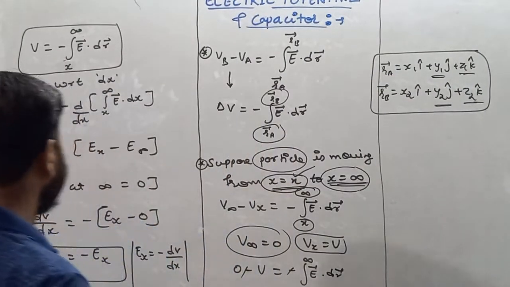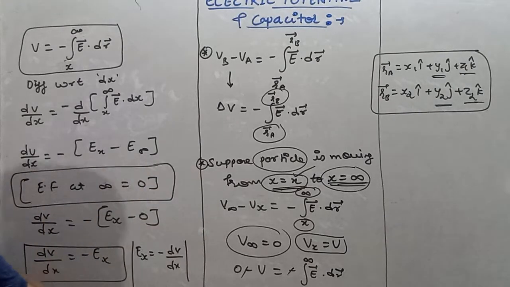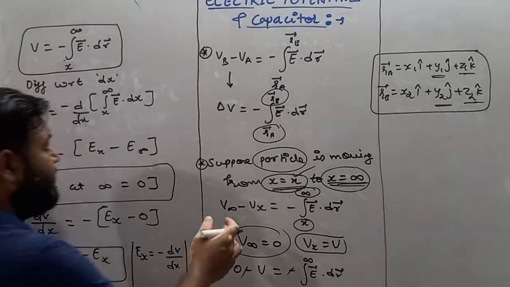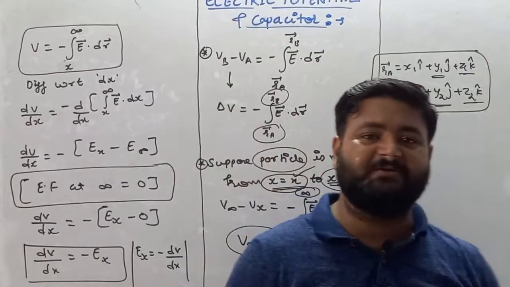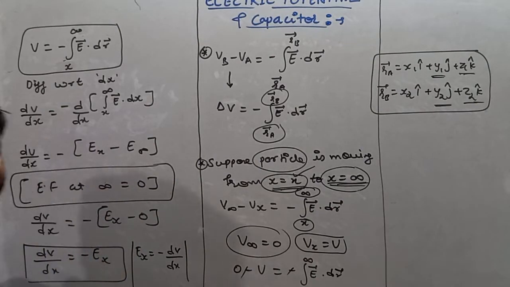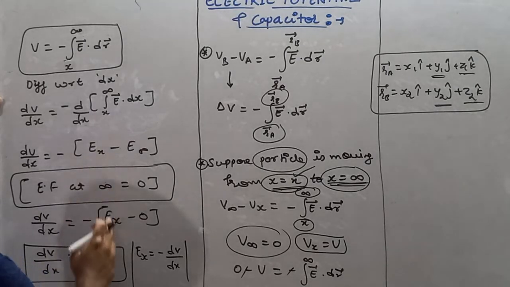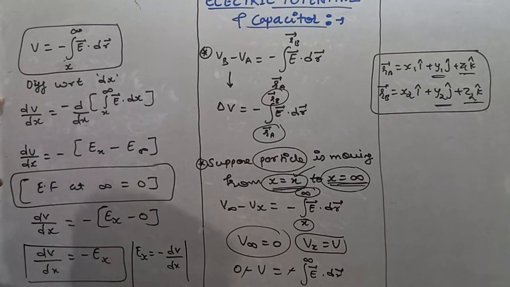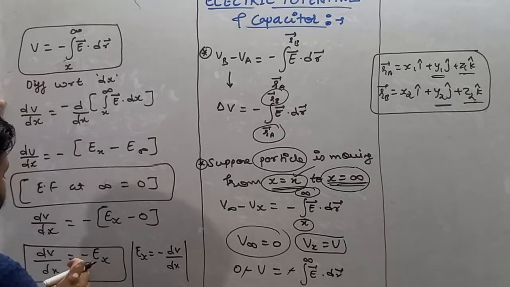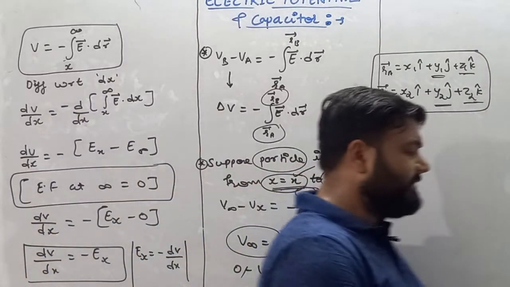You have to remember one more thing: at infinite distance the value of electric field is considered to be 0, similar to the value of potential at infinity being 0. So dV by dx is equal to minus Ex minus E infinity, which is 0. So dV by dx is equal to minus Ex. The negative comes to this side. So Ex is equal to minus dV by dx.